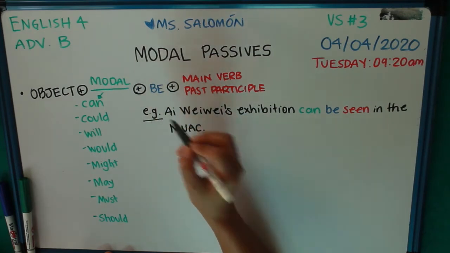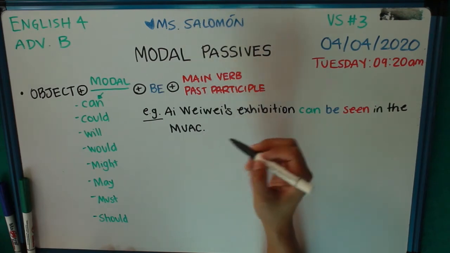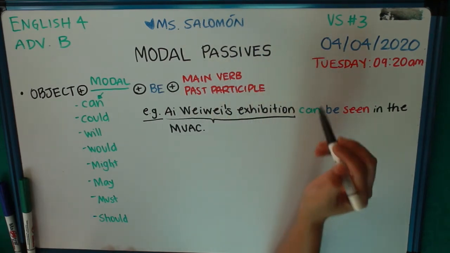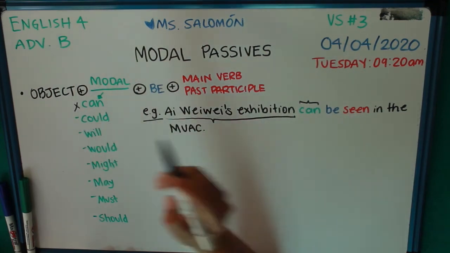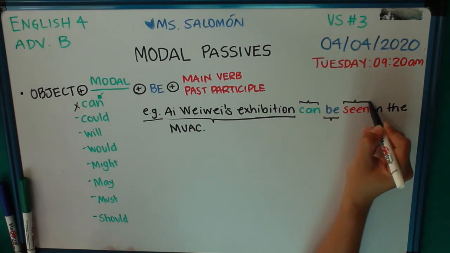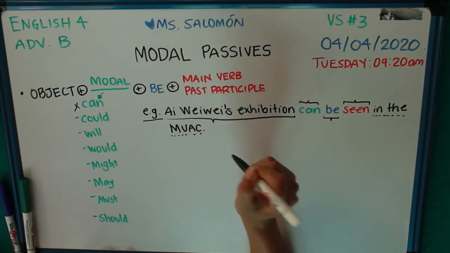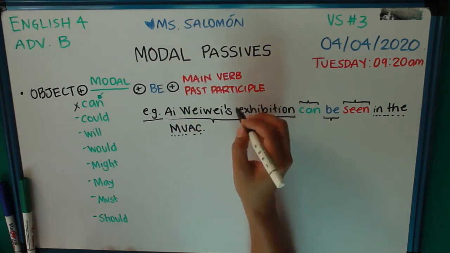I could say the following. Ai Weiwei's exhibition can be seen in the MOOC. If you notice, the first part of this sentence is what we would call the object. Then it is followed by a modal verb, which in this case is can. Then the verb to be, the main verb in past participle, and finally the complement or the rest of the sentence. Notice how this is the pattern that we follow.